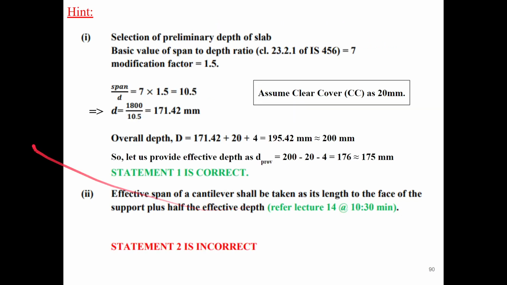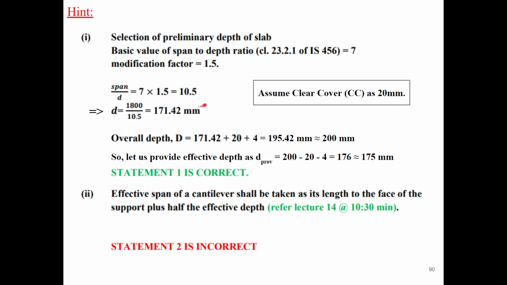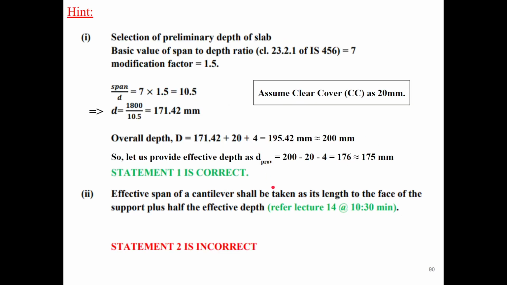Okay. So if you see, modification factor is 1.5, right? Span by d will be, because it is cantilever, 7. 7 into 1.5 is 10.5. We have assumed clear cover is 20 because it is the minimum, right? So d is equal to 1800 by 10.5, which is 171.42. So overall depth will be 171.42 plus 20 plus 4, which is 195.42 or 200. Okay, rounding off. So therefore effective depth will be 200 minus 20 minus 4, which is 176 or 175. So d provided should be 175, which is right, and overall depth is 200, that is also right. So 1 is correct.